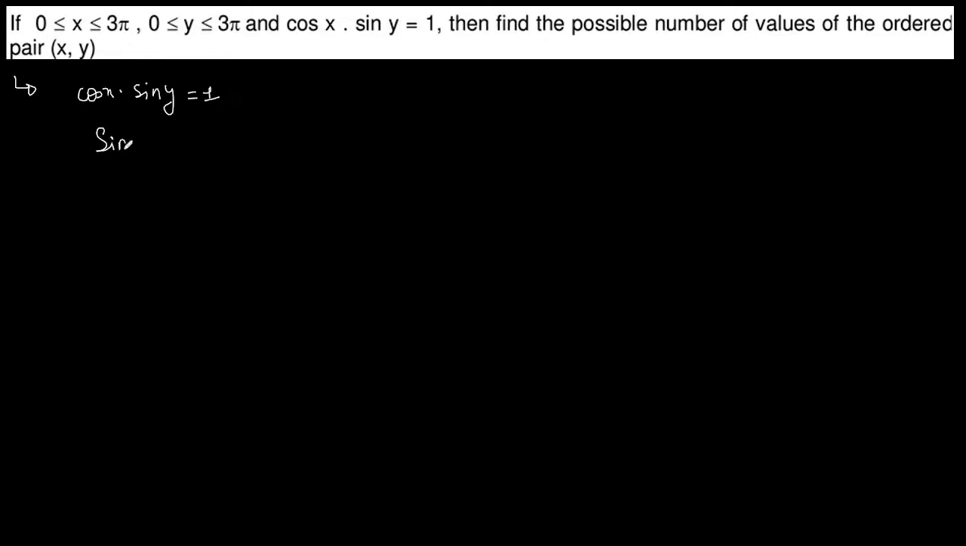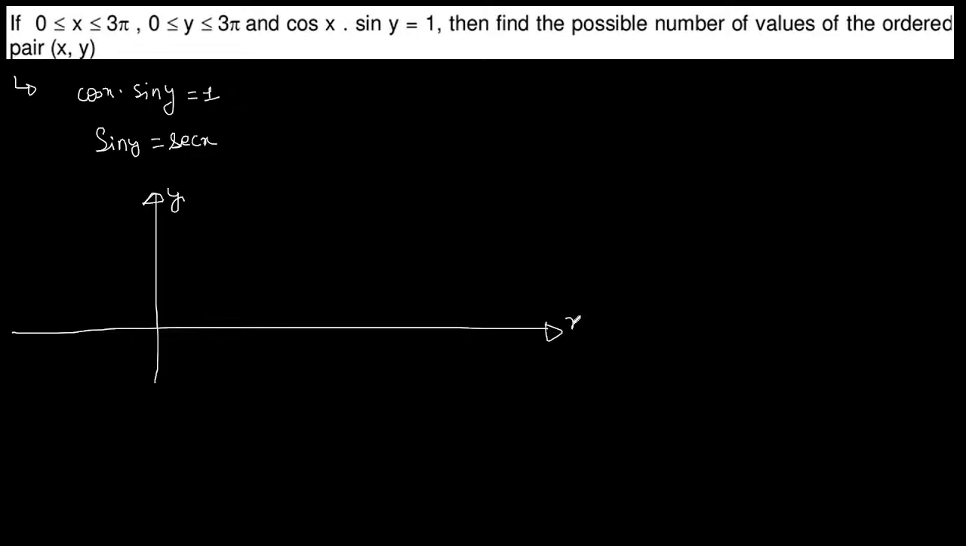We can say that sin y is equal to sec x. Okay, 1 by cos x is sec x. Now we'll plot both the graphs. Simply plotting of the graph. We'll have to plot this graph very nicely. So sin y will go somewhere like this.